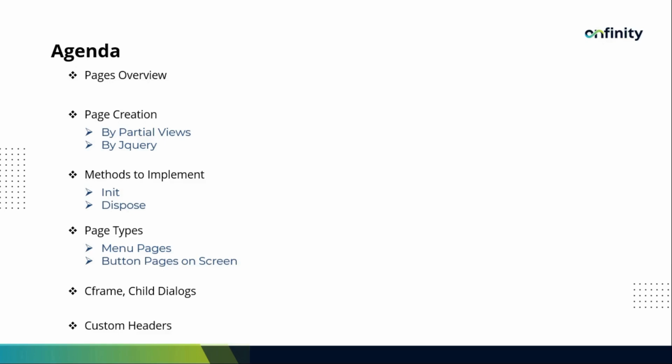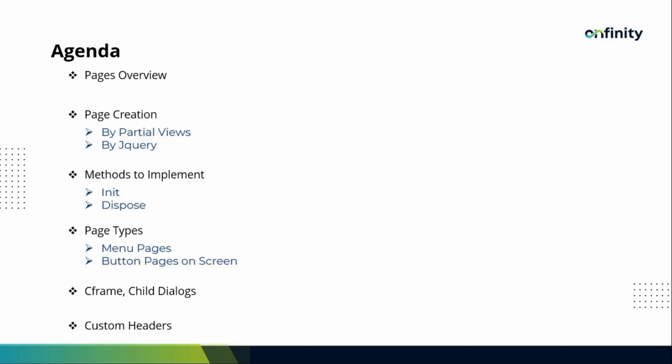There are init and dispose functions that must be included in the page when writing the code for the pages. Then, we will cover the different types of pages and how they are displayed on the UI. There are different page types. One is the menu pages, which are directly open from the menu. Another one is the pages that are linked on the button with the screen. You can also bind the pages on the screen on a particular button.